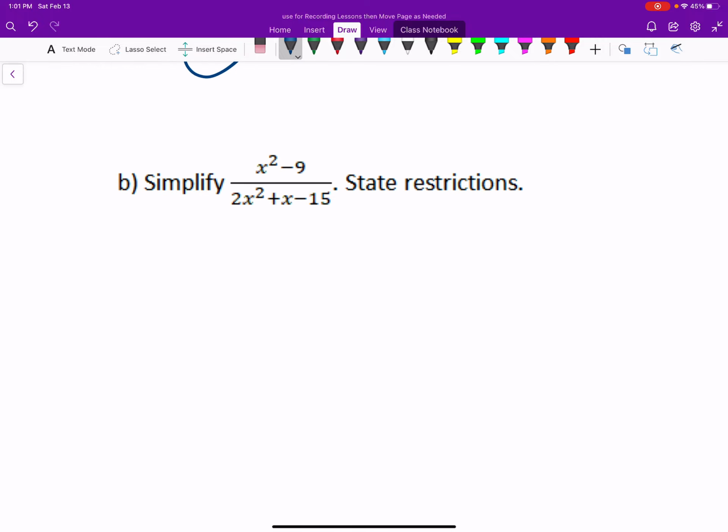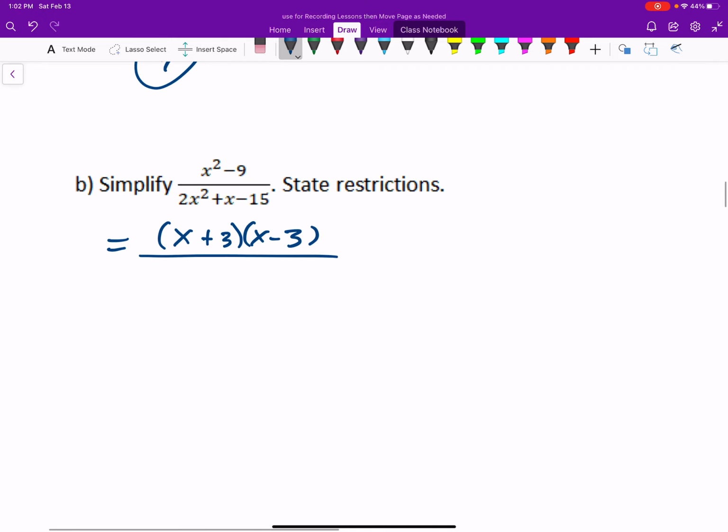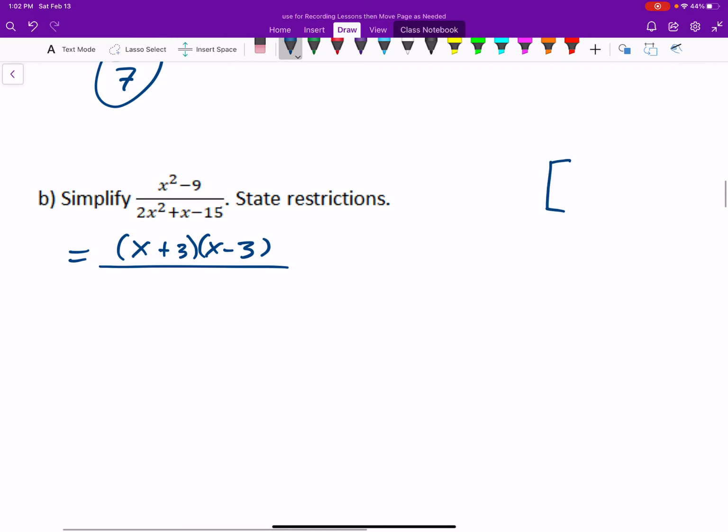B part, I've got a binomial over a trinomial, and it's not in factored form. I absolutely have to factor this before I start trying to cross stuff off. Again, I get people doing this kind of nonsense, trying to cross off the x squareds, but it doesn't make any sense. Must be factored. So on the top, I got a difference of squares, so it would be x plus 3 and x minus 3. On the bottom, I've got a complex trinomial. When I look at the bottom, I don't see any common factor, so I might need to do a bit of rough work on my factoring just to find out what the denominator is going to be.